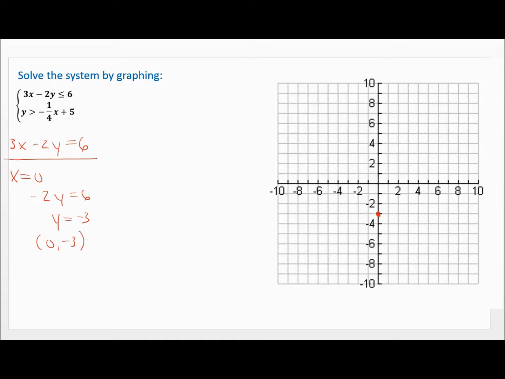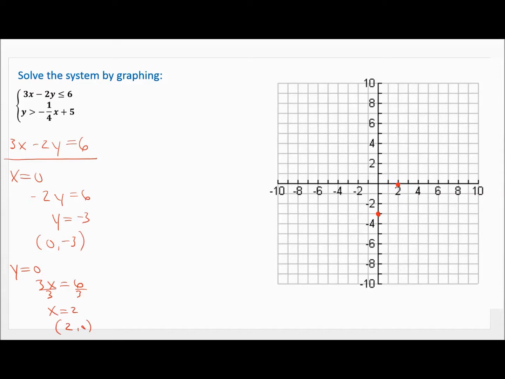Okay, just using the intercepts. Now if I let y equal 0, that means this is 0, right? The negative 2y is gone, and that gives me 3x equals 6. Now, if I divide both sides by 3, that gives me x is equal to 2, and that will give me the point (2, 0). That's the intercept method, okay?